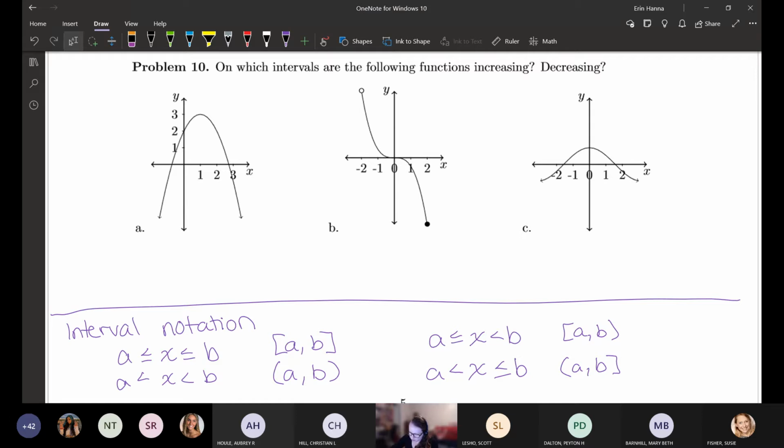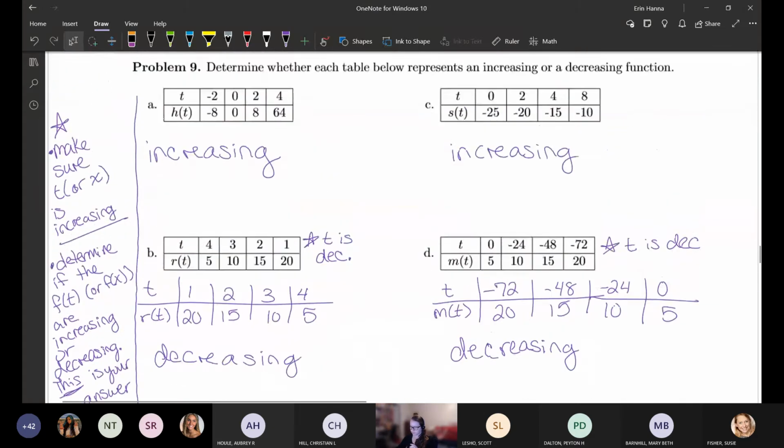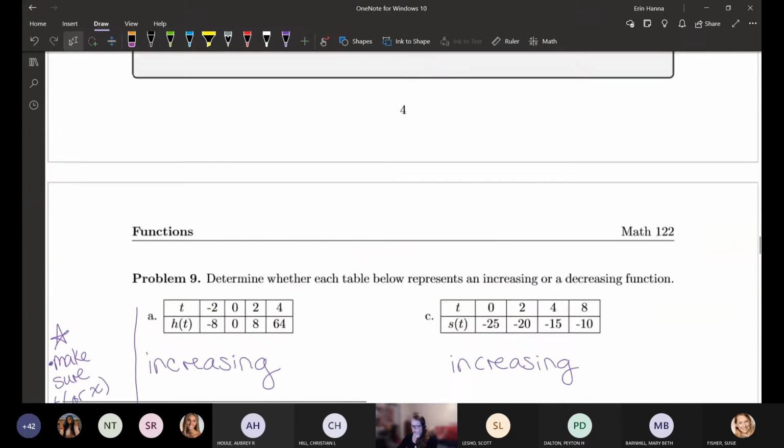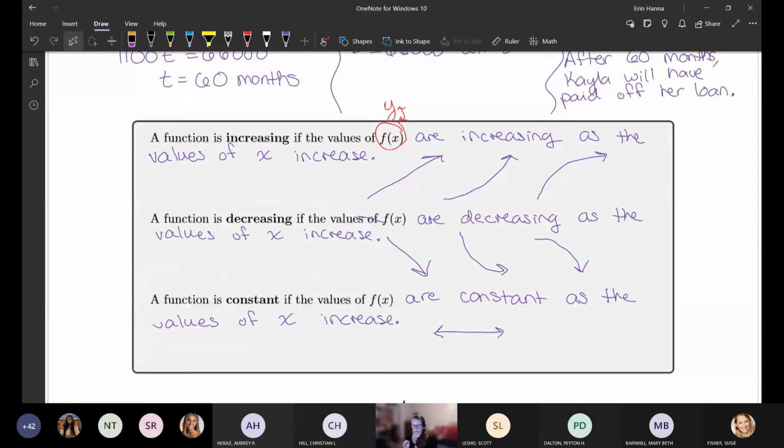So in this first one, we want to look from left to right. Always make sure that you're reading these graphs from left to right when you're talking about increasing, decreasing. When we get back to that one in a second, always look from left to right. If you don't look from left to right, you're going to get it wrong. Let me know when you're good.